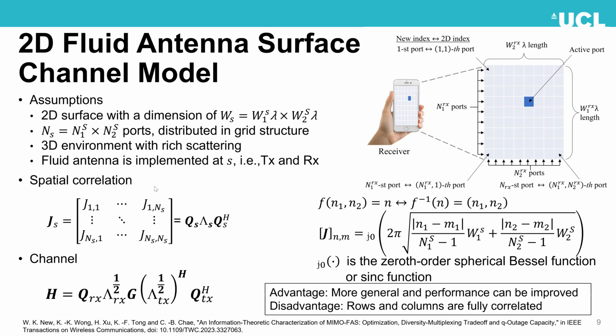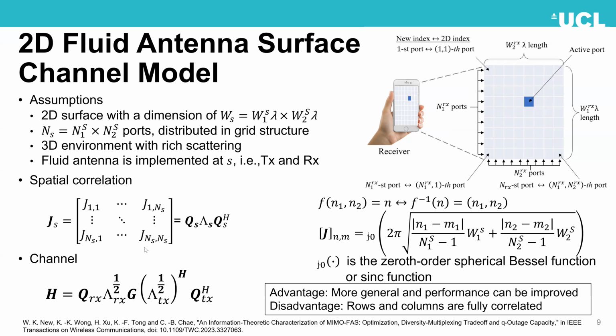All right? So the spatial correlation can be computed using this matrix here. To compute this matrix, we need a mapping function to map the 2D indices to 1D indices, the port indices, I mean. And then the nm entry of J can be computed using this equation here. Now, because we consider a 3D environment, we need to compute the zero-order spherical Bessel function here, or the sinc function, okay?